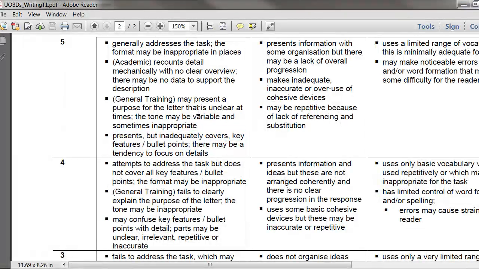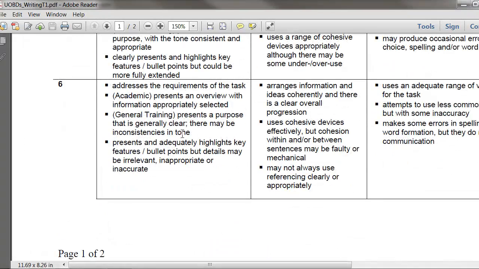And then let's look at what we need to do for a 6. We talked about the purpose and the tone, but here it's the bullet points. So if it asks for problems, you give problems. It's really important to get to a 6 by fully responding to the bullet points. Otherwise, you're heading for a 5 and below.